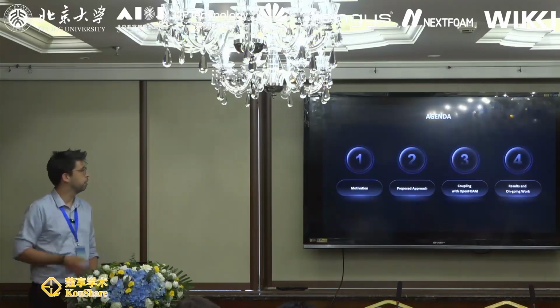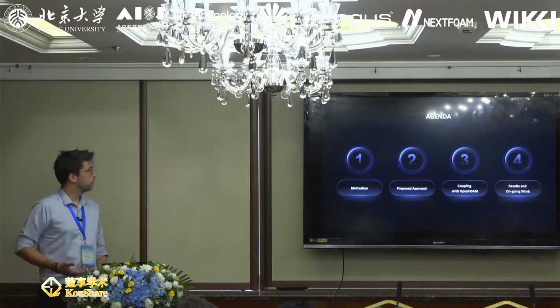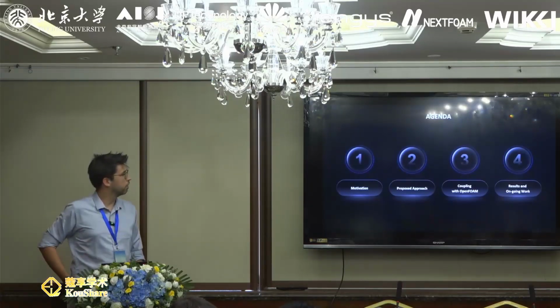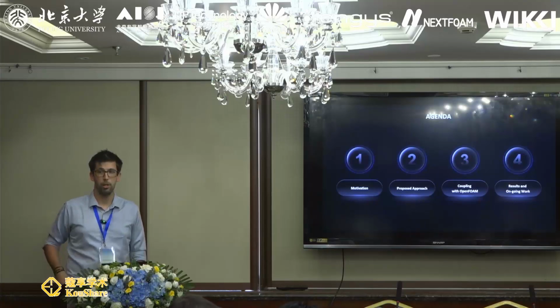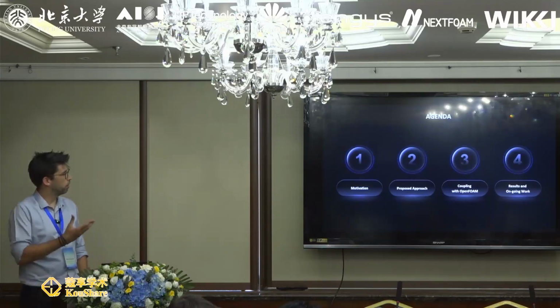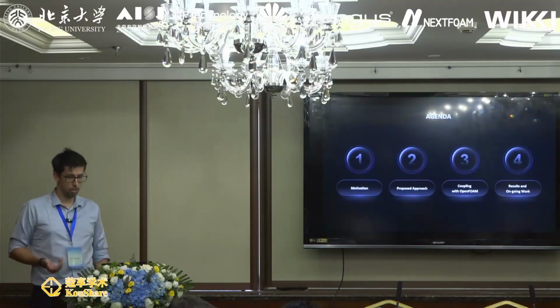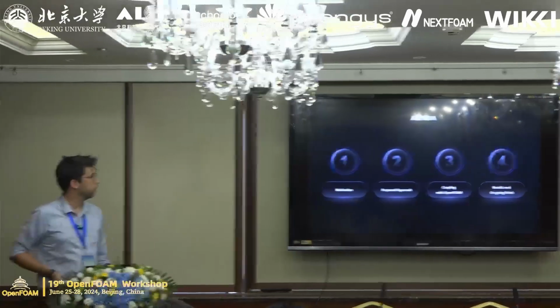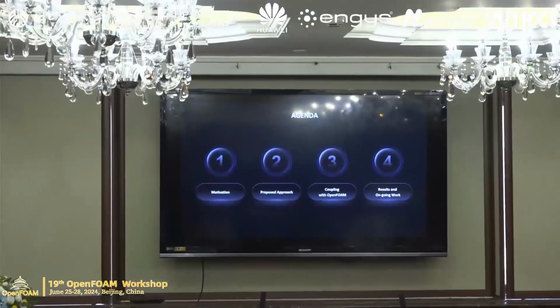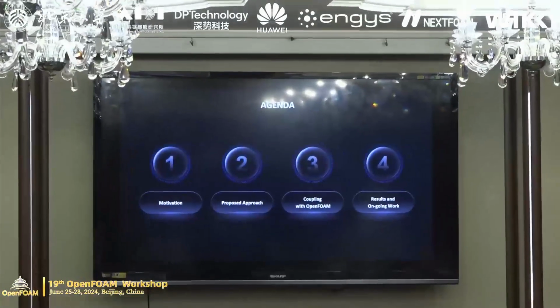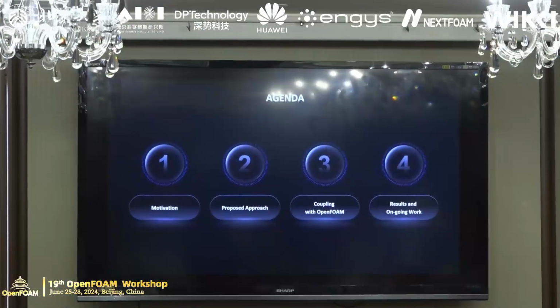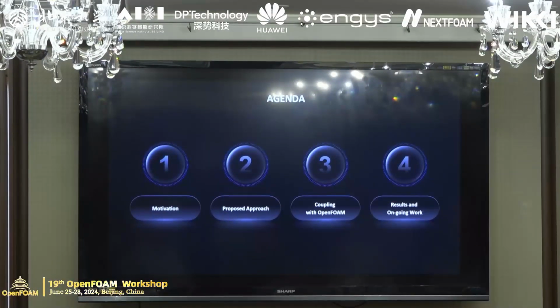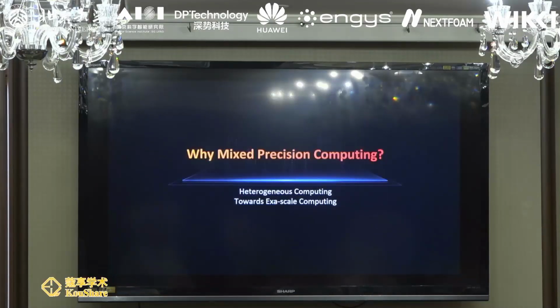So I'm going to briefly go over the motivation of the work and then present also briefly the approach that we're using. I'm going to talk about the coupling within OpenFOAM and, like I mentioned, the results showing the overall accuracy and the overall efficiency of this approach and the ongoing work to further improve and expand this work. So why mixed precision computing?